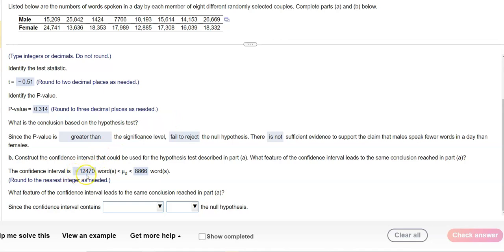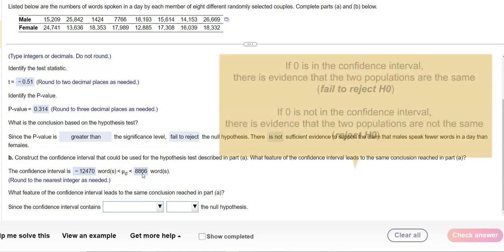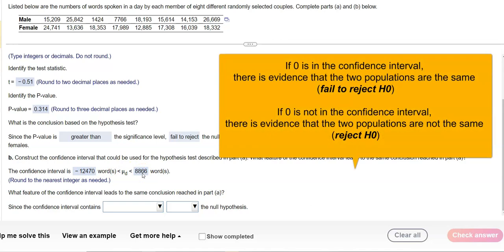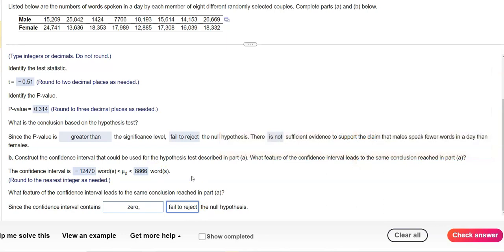The lower limit here is a negative number, negative 12,000. And the upper limit is a positive number, positive 8,000. So 0 is definitely between those two numbers. So I think that the mean of the differences could be anywhere between this number and this number, 0 included. Since 0 is included inside those limits, then I have to assume that the mean of the differences could be 0, which means again that the males' and the females' words spoken were the same. So since the confidence interval contains 0, we would fail to reject the null hypothesis, which said the same thing, that the differences were 0.